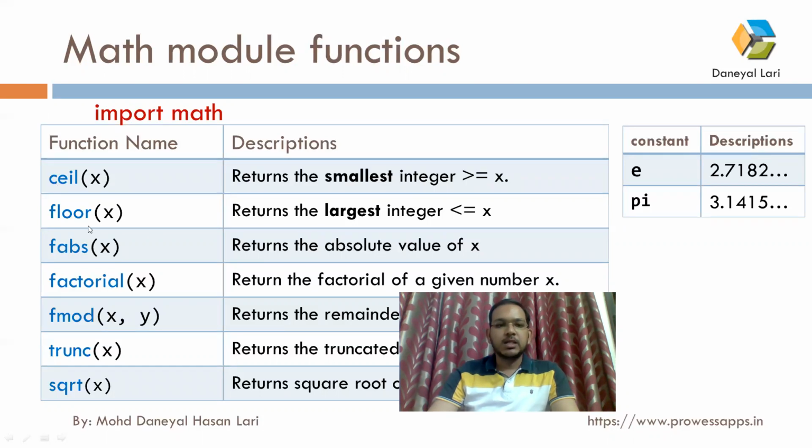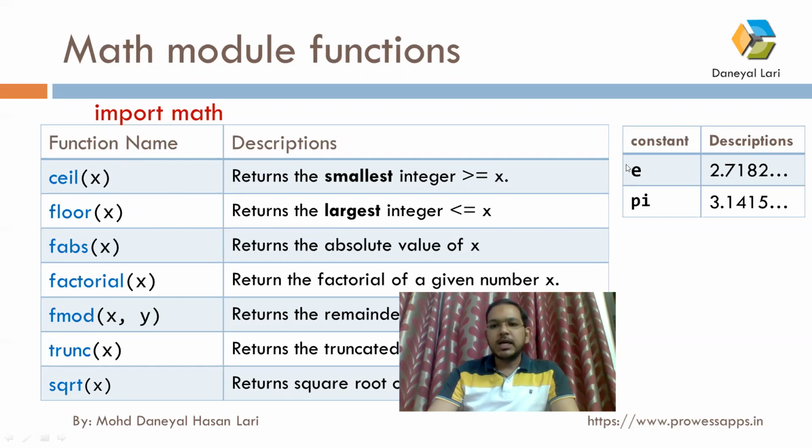Similarly, if you want to find the floor value of any x value, you can use the floor method. Floor means return the largest integer that is less than or equal to x. These are the methods that you can use in your application. How to use them in an application, I'll show you with an example, with the code also.